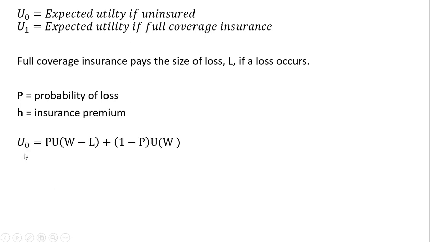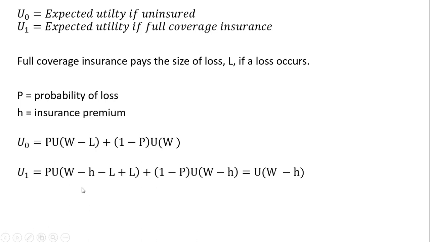And so the expected utility if uninsured will look like this. Again, P is the probability of a loss. If a loss occurs, your utility will be equal to your wealth, W minus L, the size of the loss. 1 minus P means the loss doesn't occur. It's the probability that the loss doesn't occur. And in that case, your utility will just be equal to your wealth.